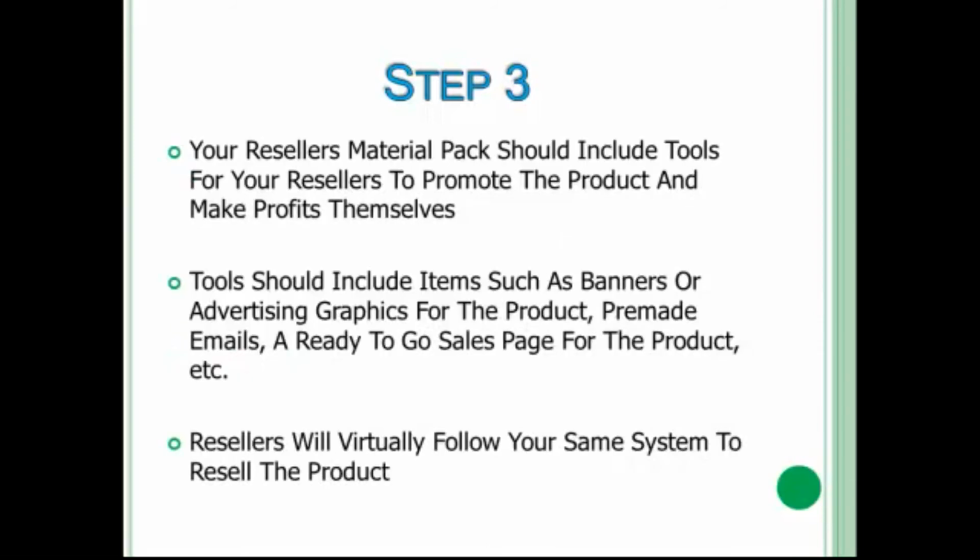Okay, so in step three, we are making sure that we have all of our ducks in a row. You first want to make sure that your reseller's material pack includes tools for your resellers to promote the product and make profits for themselves. Remember that reseller and affiliate tools should include items such as banners or advertising graphics for the product, pre-made emails, a ready-to-go sales page for the product, and so on. By providing these reseller tools, your resellers will virtually follow your same system to resell the product, almost mimicking your same sales system for your product.